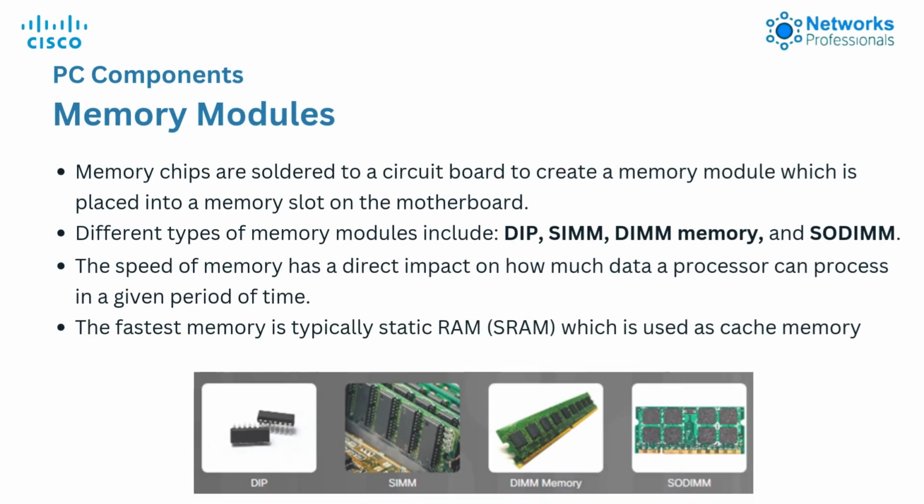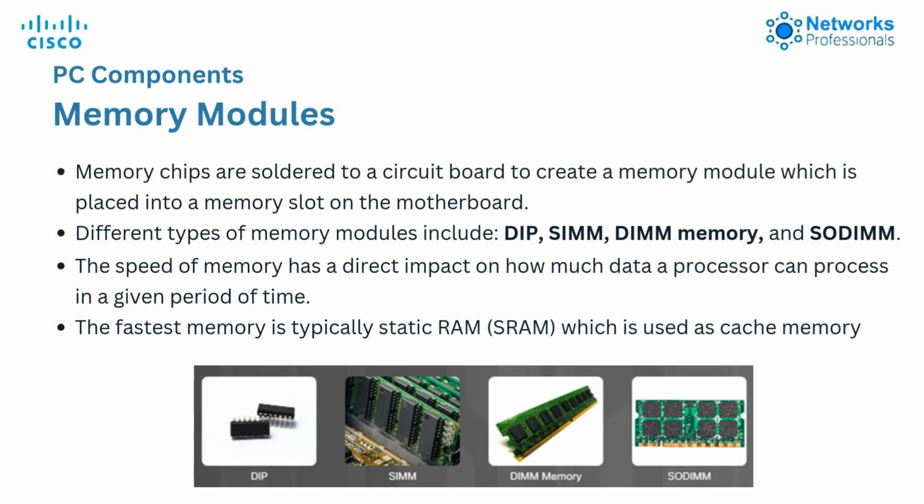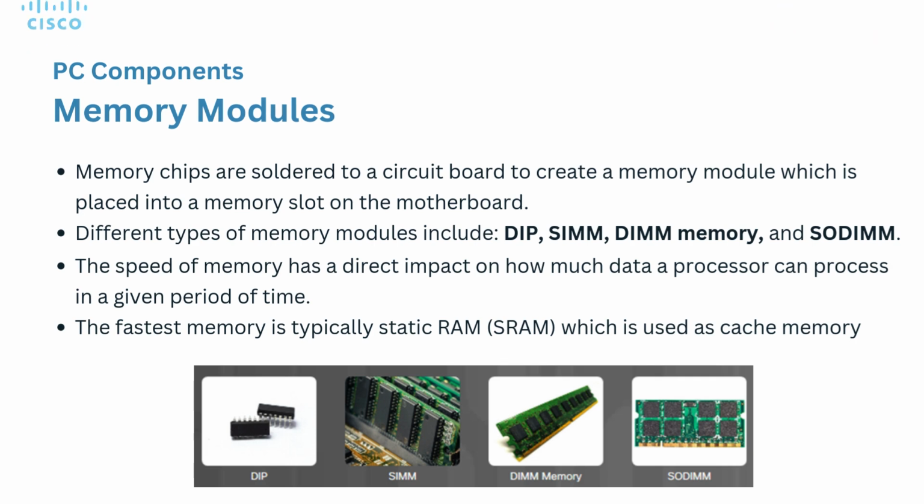Memory modules. Memory chips are soldered to a circuit board to create a memory module which is placed into a memory slot on the motherboard. Different types of memory modules include DIP, SIMM, DIMM memory, and SODIMM. The speed of memory has a direct impact on how much data a processor can process in a given period of time. The fastest memory is typically static RAM, SRAM, which is used as cache memory.